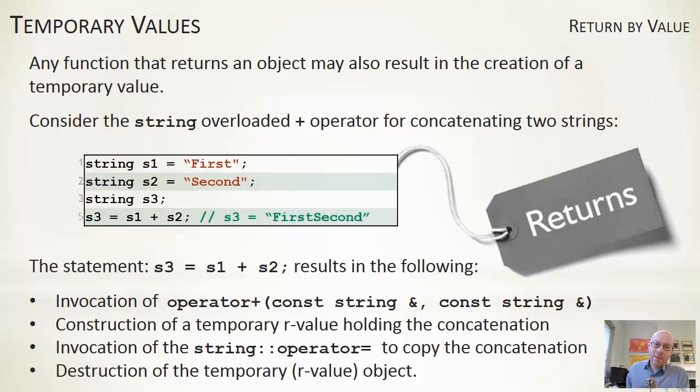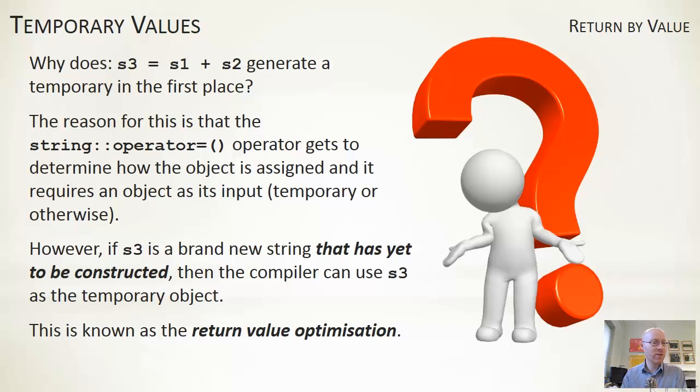Now, why does this S3 is equal to S1 plus S2 generate a temporary in the first place? The reason for that is that if we think back to when we were looking at our constructors and classes, and when we were defining the copy assignment constructor, it is a method that S3 makes available, and its parameter is another string. So if we're going to call this, we have to be able to have something we can pass into S3 to say, here's a string for you to copy from. And because we have a need of passing in that string, we have to create one. This is the temporary variable, how it actually exists in that case.